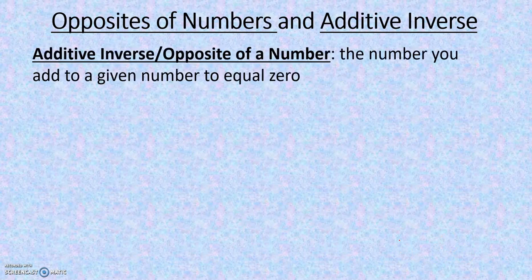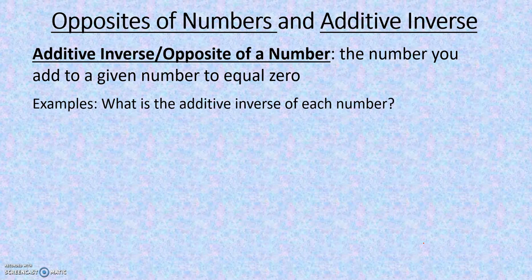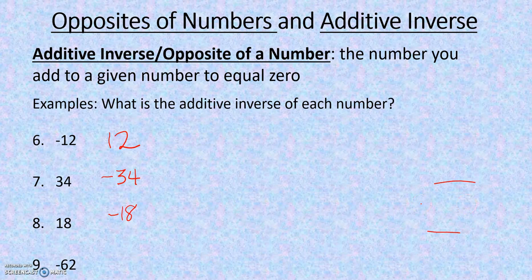Opposites of numbers and additive inverse. It is the number you add to a given number to equal 0. In the example problems, we're going to answer the question, what is the additive inverse of each number? Additive inverse of -12 is +12. Additive inverse of 34 is -34. Additive inverse of 18 is -18. And additive inverse of -62 is +62.